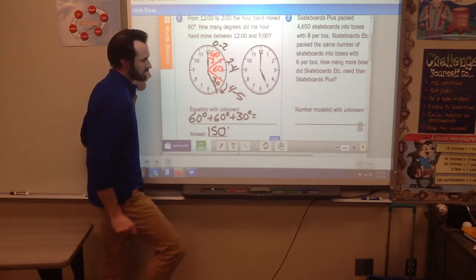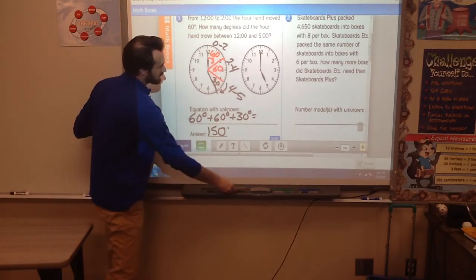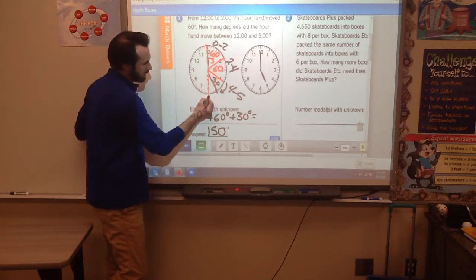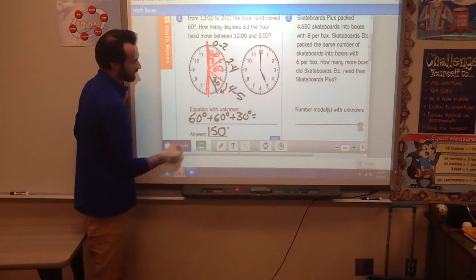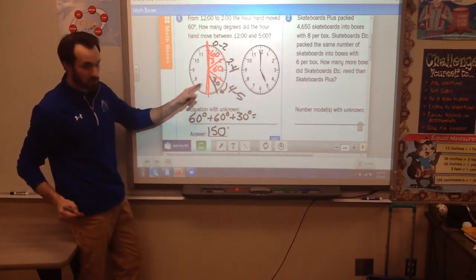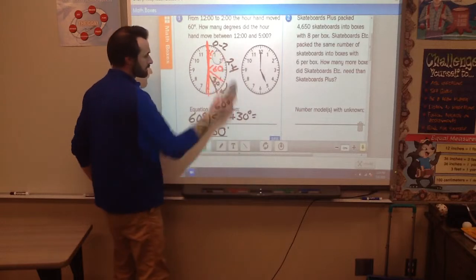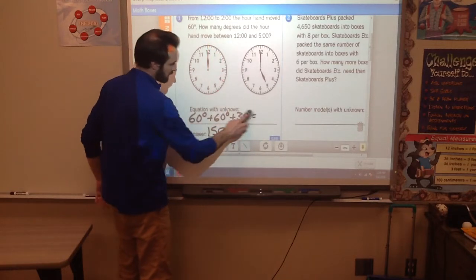I get 150 degrees. And if you think about it, that makes a lot of sense because if you went to here, this now becomes a straight angle, and straight angles are 180. You're missing this 30 degrees, so 180 minus 30 would be 150.